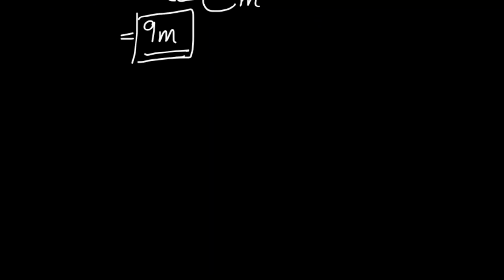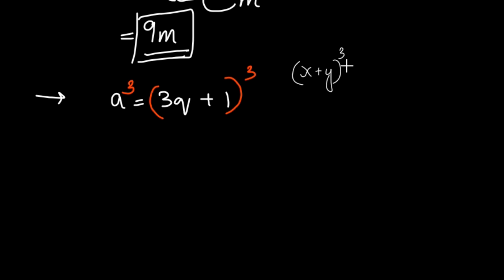Next we have a equals 3q plus 1. अब हमें इसका क्यूब करना है, that will be a क्यूब, 3q plus 1 का क्यूब. We will use the formula x plus y cube equals x cube plus y cube plus 3xy square plus 3yx square. यहाँ पे x क्या है 3q, y है 1.